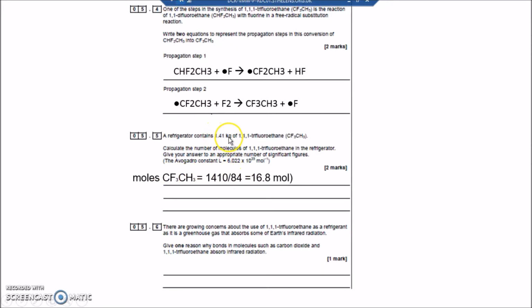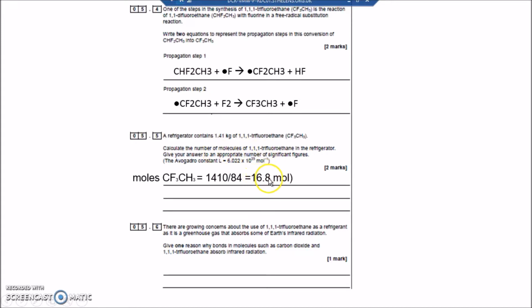So this must be in grams, a large unit like a kilogram going into a smaller unit like a gram, so you multiply by 1,000. 1.41 multiplied by 1,000 is 1,410. You can work out with a periodic table that F is 19, Cl is 12 in terms of mass numbers, and H is 1. If you add all of those together, the Mr is 84. You've got 16.8 moles of this 1,1,1-trifluoroethane.